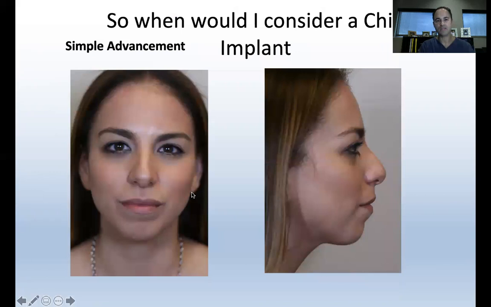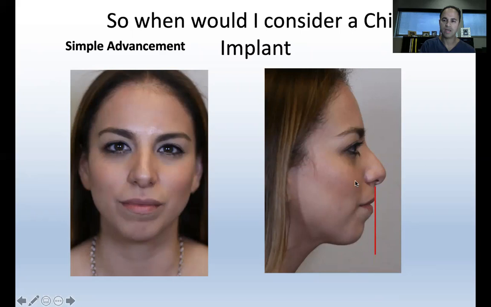This is a patient that presents to me with simple advancement. She has a class one occlusion. She's been corrected with orthodontia or braces, and she really complains about this, a deficiency in the mandibular projection. And so she's greater than the accommodating 4 millimeters that she should accommodate from the zero meridian line.